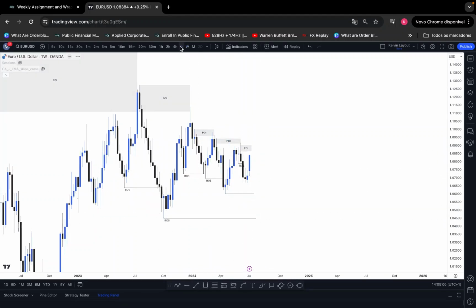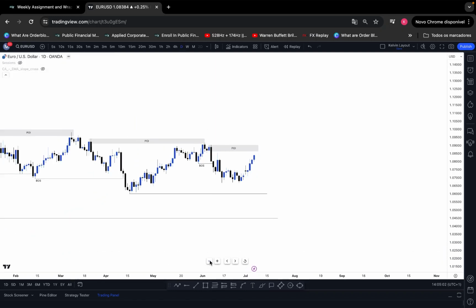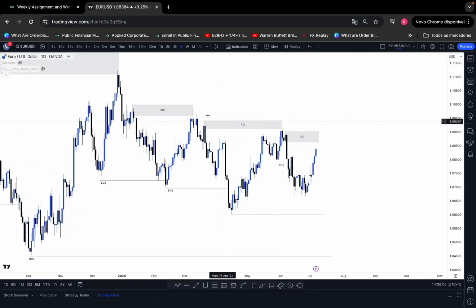So we drop down to the daily time frame. We want to understand what's going on within that weekly range. We can see that we had a daily change of character, mitigation, second break of structure, mitigation. We expected to see that push all the way down into the previous low. So that's just the daily time frame for Euro USD. Now we have this daily bearish order flow, which clearly shows us that the overall intention on Euro USD is bearish.